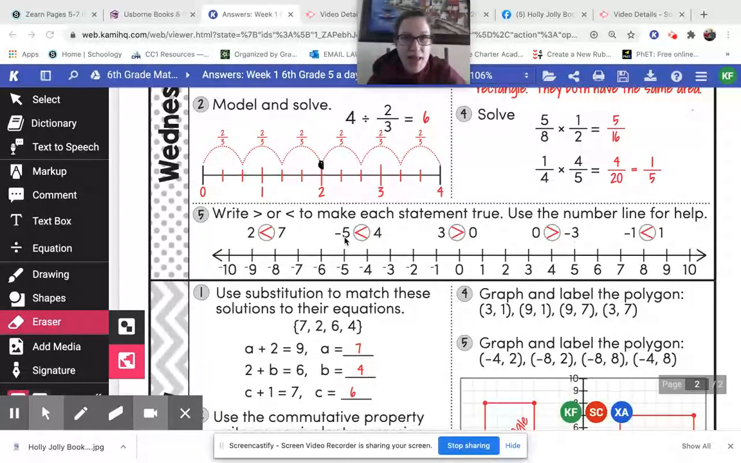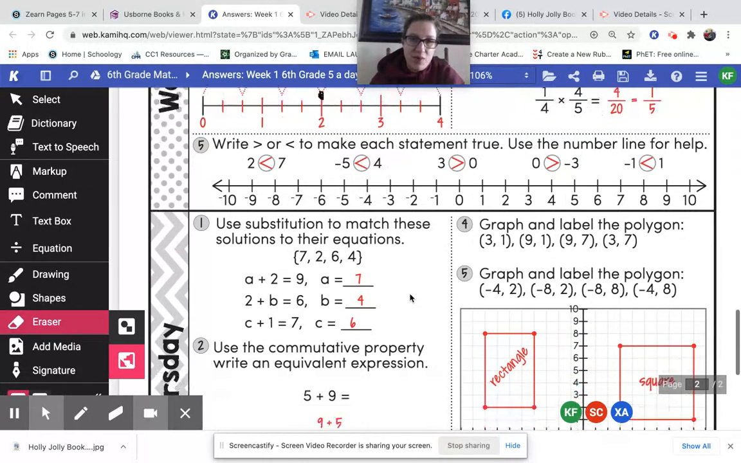Next one, -5 is less than +4. Very clear. 3 is greater than 0. 0 is greater than -3. That's even less. If you had 0 money in the bank compared to owing someone $3, you'd rather just have 0 than still owe someone something. -1 is less than 1.